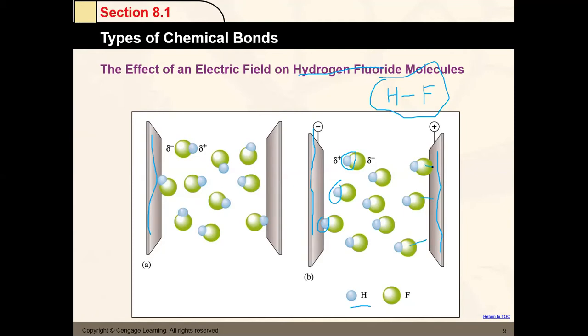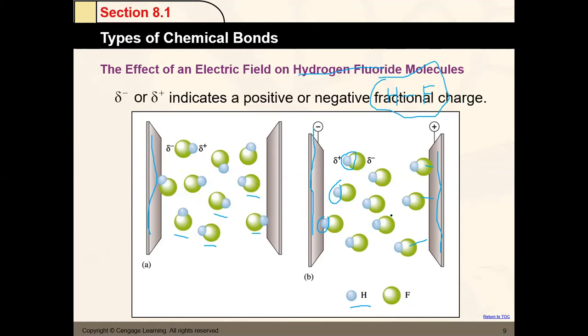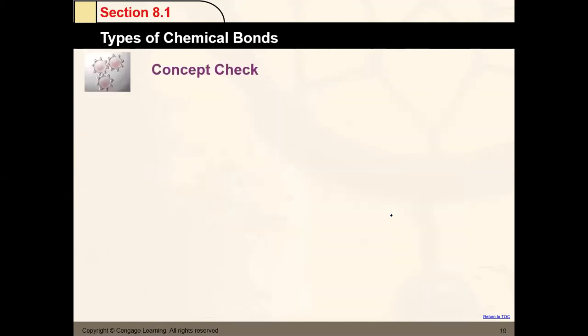Why is it like that, right? At the beginning, it was randomly placed, right? Here, all the molecules were facing everywhere, right? But once you turn on the electricity, the electrical field, they all change their orientation. That is because of the polarization of the molecule.